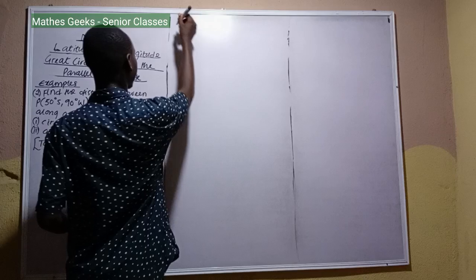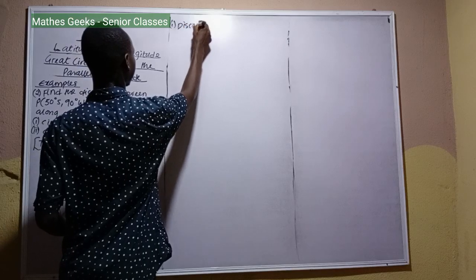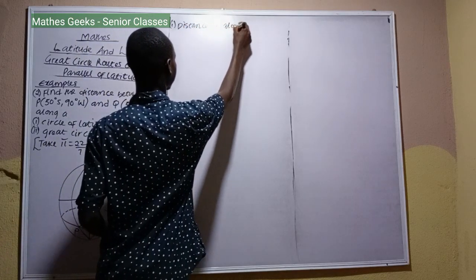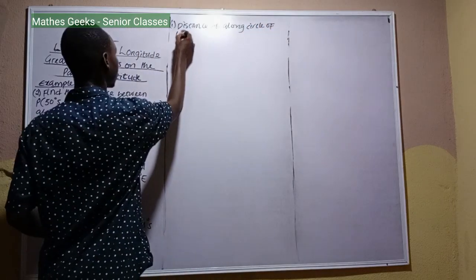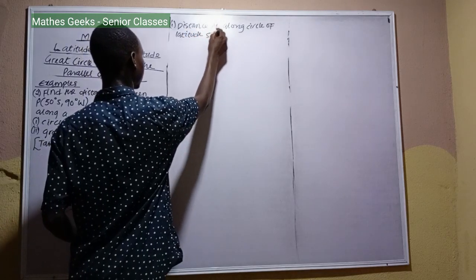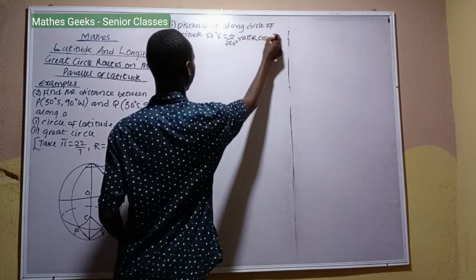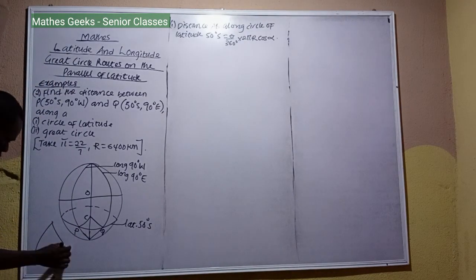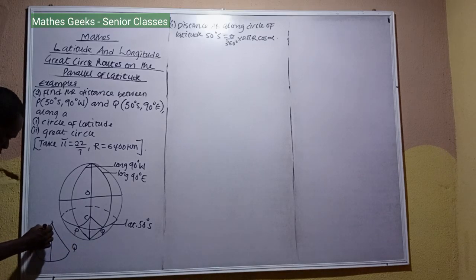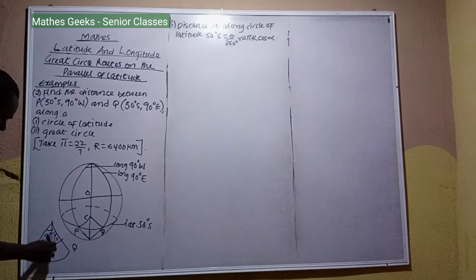Distance along the small circle. So I say distance along the circle of latitude. On the circle of latitude 50 degrees south, the distance is the angle over 360 degrees times 2 pi r cos alpha. So the angular distance: the difference is 90 degrees plus 90 degrees, that's 180 degrees.